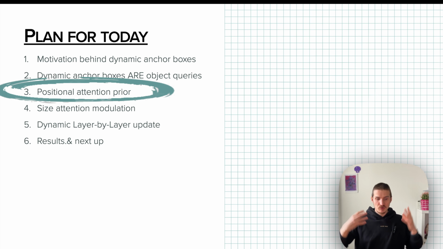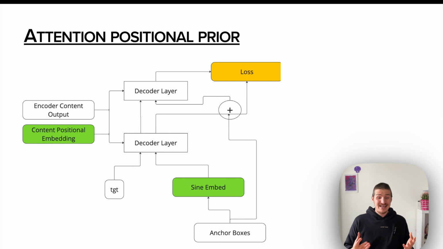Now we want to use that in our decoder in such a way as to have a positional attention prior. So depending on where the center of the bounding box is, the model should focus its attention around this center. So this is an updated scheme of how it will look. The green boxes here represent something that was added with respect to the last slide.